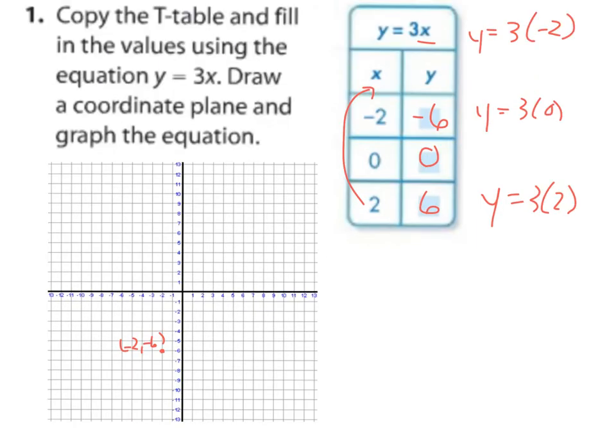Next is 0, 0, which is right in the middle. That's the origin. I'm going to label that 0, 0. And next is 2, 6. So I'm going to go to 1, 2, 1, 2, 3, 4, 5, 6, right there.